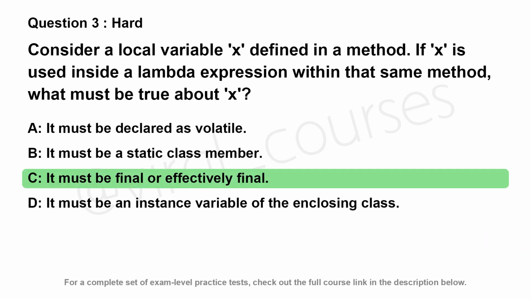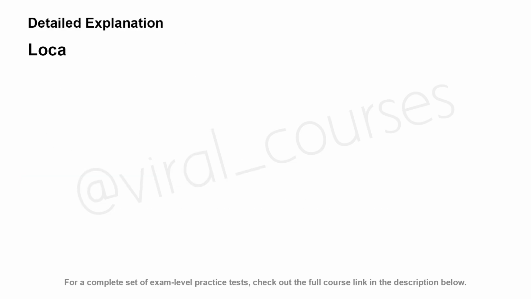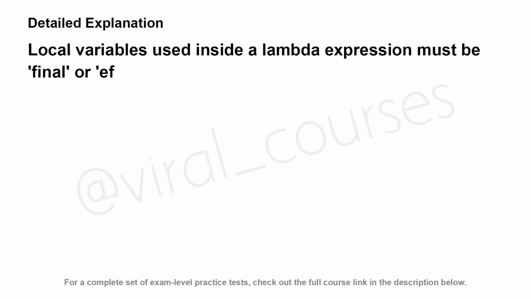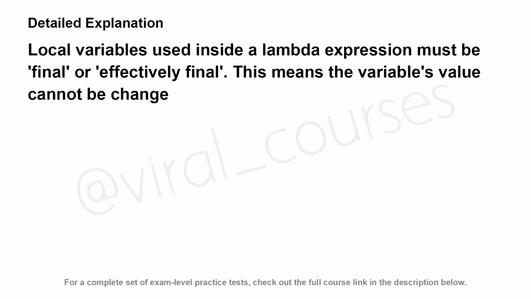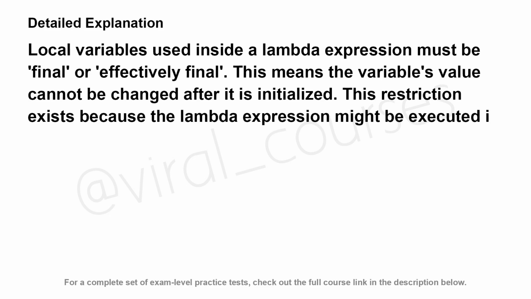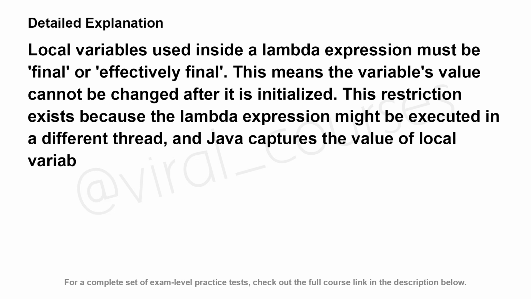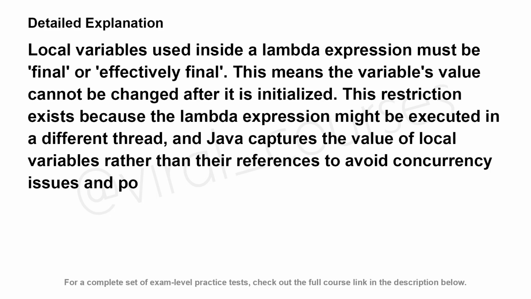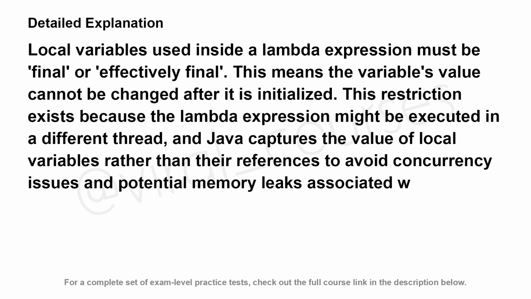The correct answer is C. Local variables used inside a lambda expression must be final or effectively final. This means the variable's value cannot be changed after it is initialized. This restriction exists because the lambda expression might be executed in a different thread, and Java captures the value of local variables rather than their references to avoid concurrency issues and potential memory leaks associated with stack-based variables.